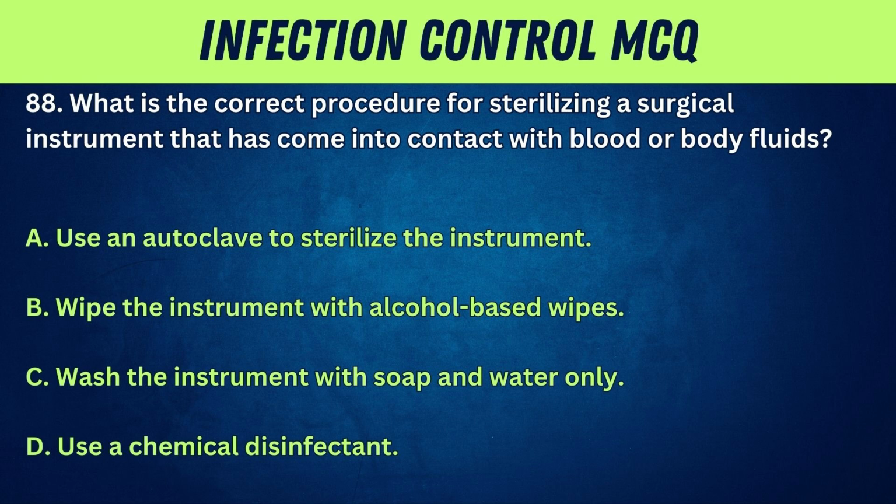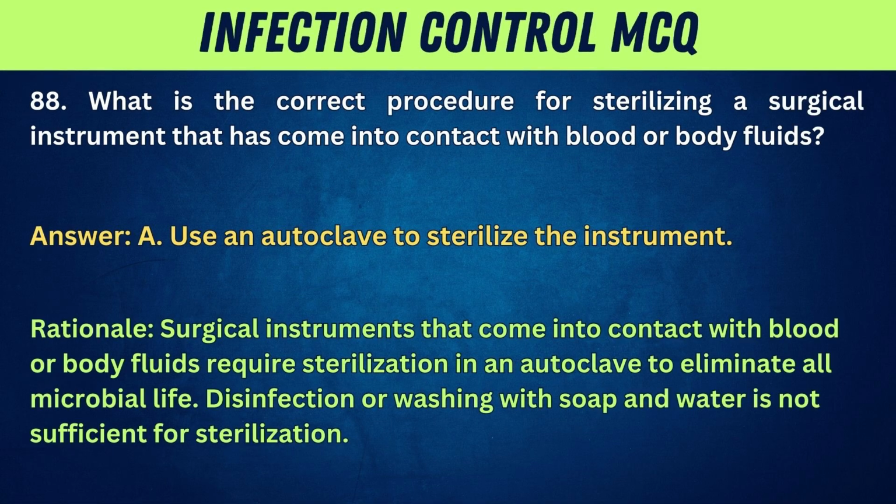88. What is the correct procedure for sterilizing a surgical instrument that has come into contact with blood or body fluids? A. Use an autoclave to sterilize the instrument. B. Wipe the instrument with alcohol-based wipes. C. Wash the instrument with soap and water only. D. Use a chemical disinfectant. Answer. A. Use an autoclave to sterilize the instrument. Rationale. Surgical instruments that come into contact with blood or body fluids require sterilization in an autoclave to eliminate all microbial life. Disinfection or washing with soap and water is not sufficient for sterilization.